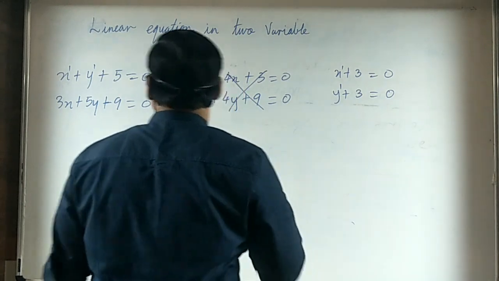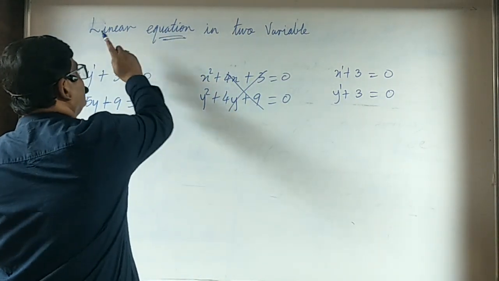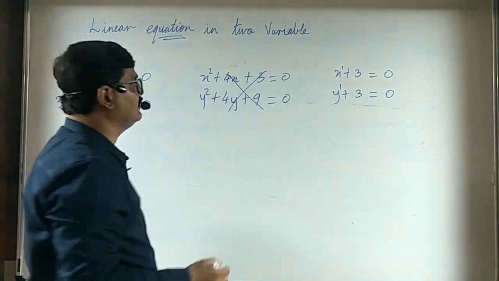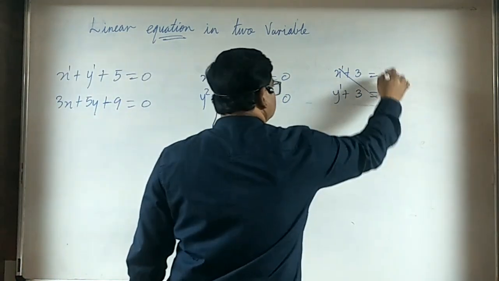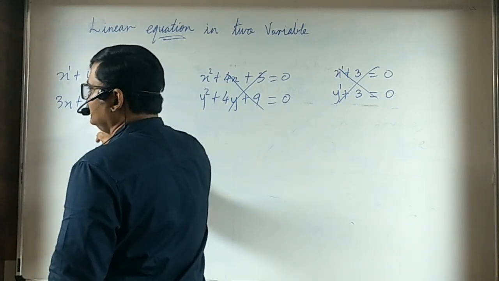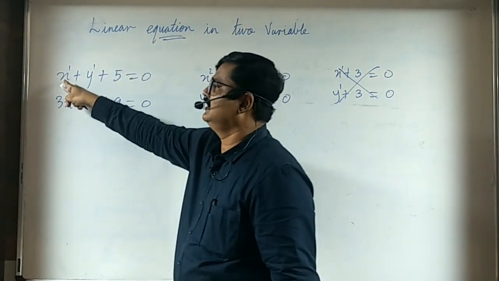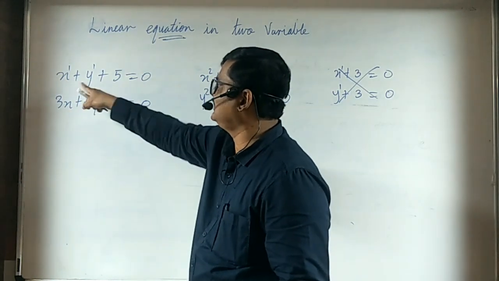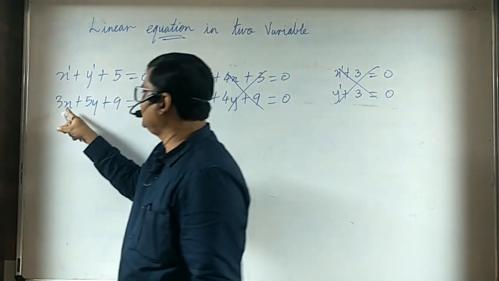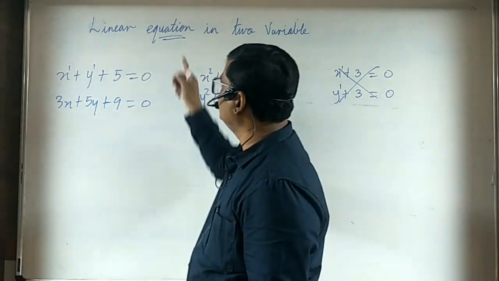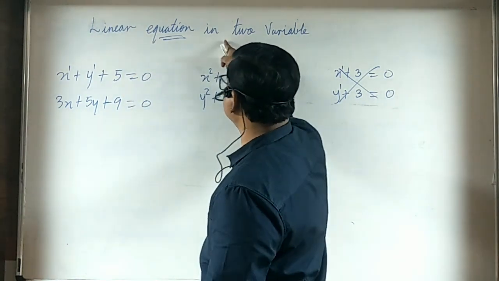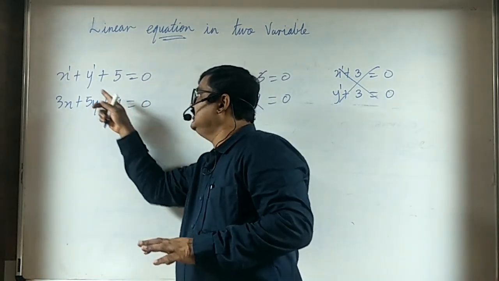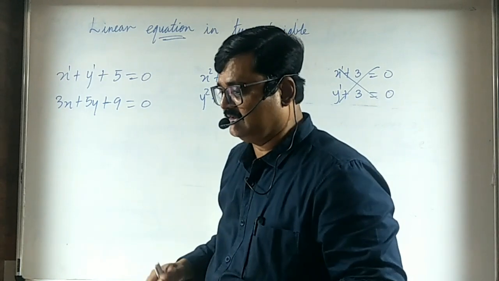In this chapter we are going to do linear equations in two variables. So we are not going to study this, we are going to study according to this. Here you have two variables: x plus y plus 5 is equal to 0, and 3x plus y minus 9 is equal to 0. So this is a linear equation in two variables. This is what we are going to study.